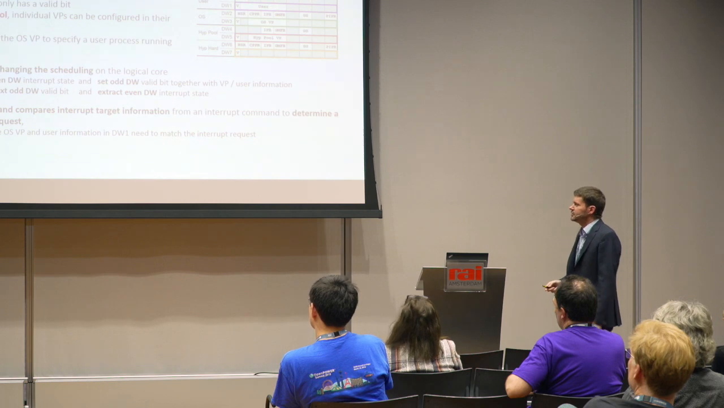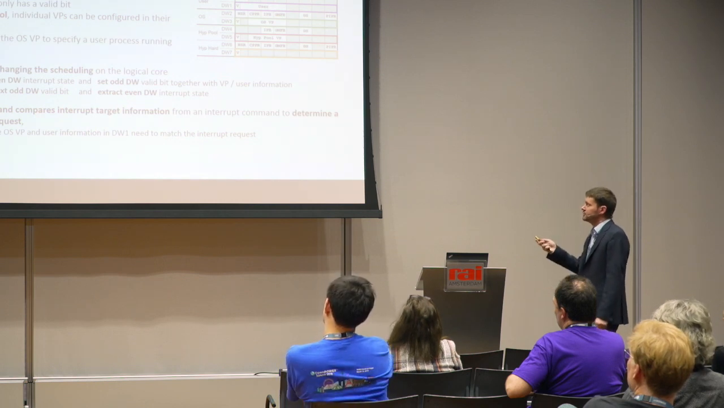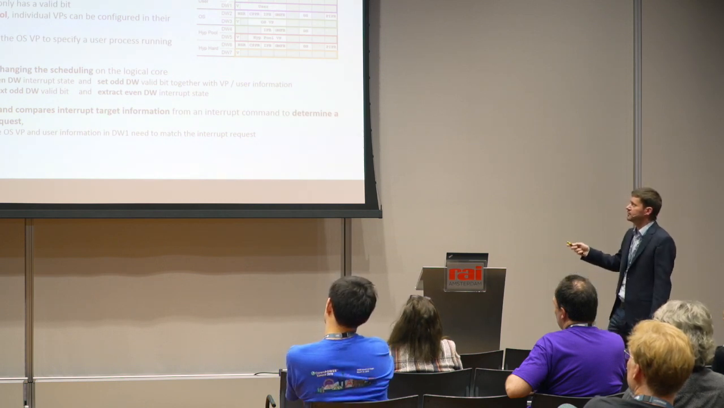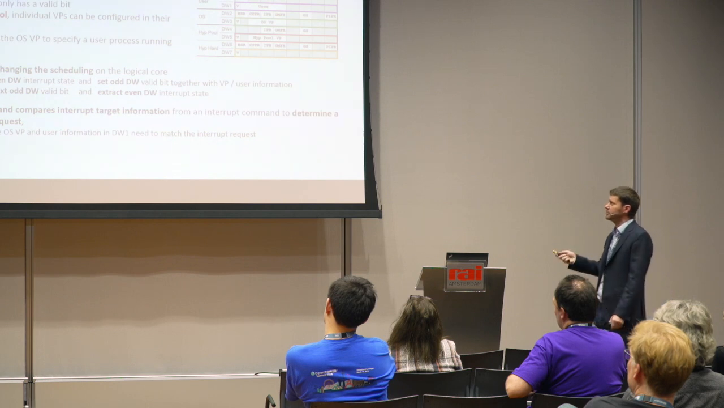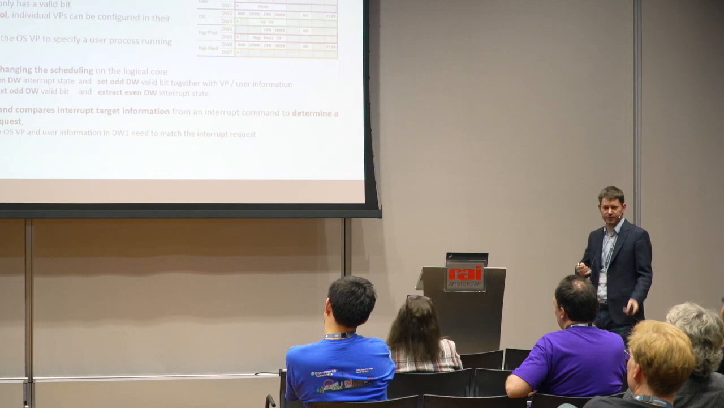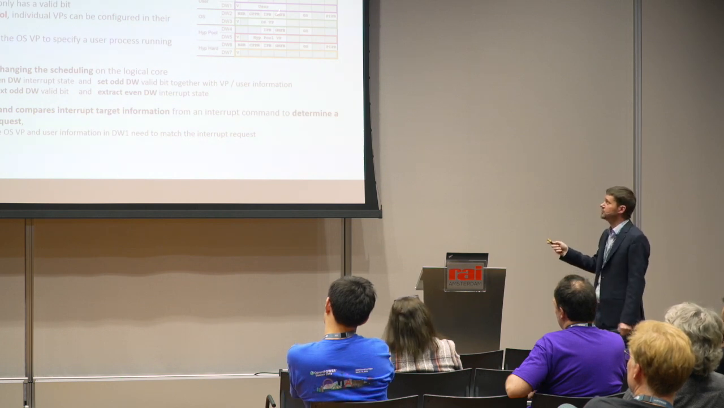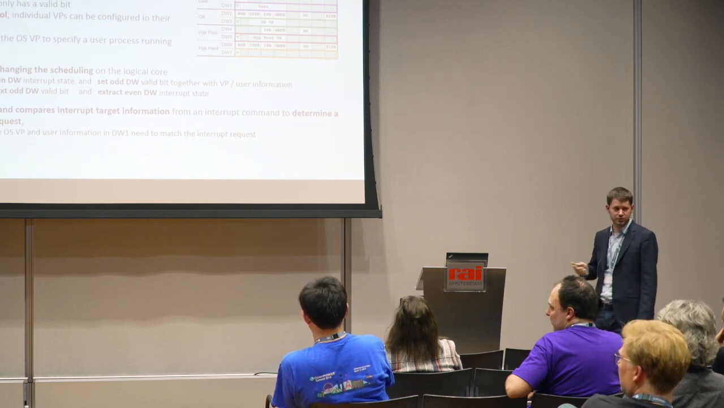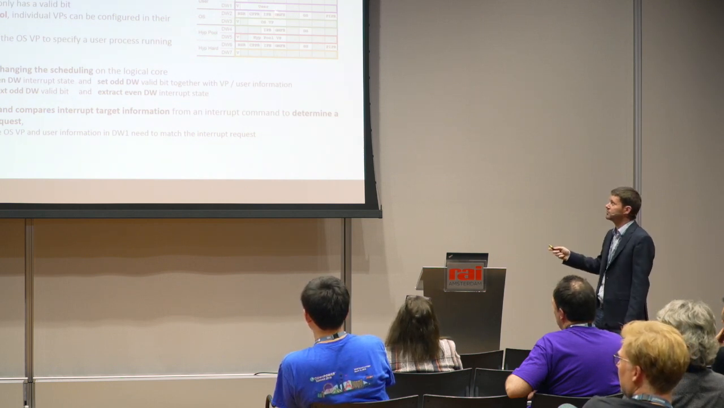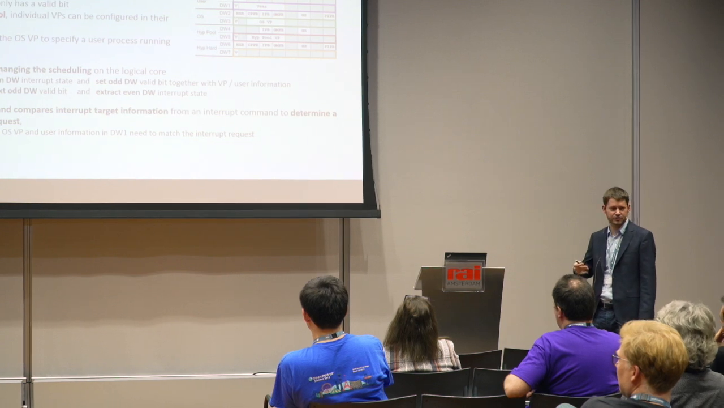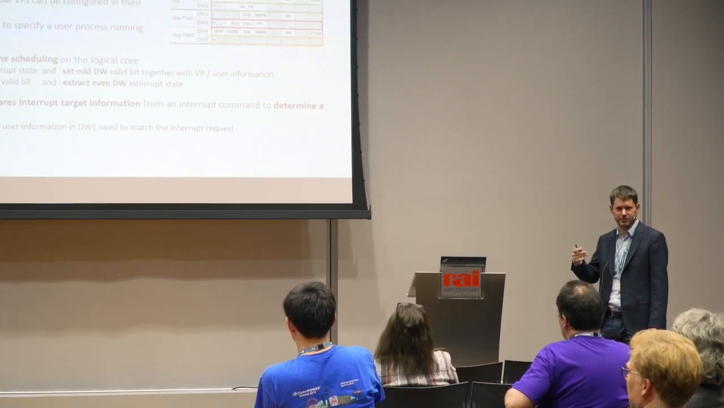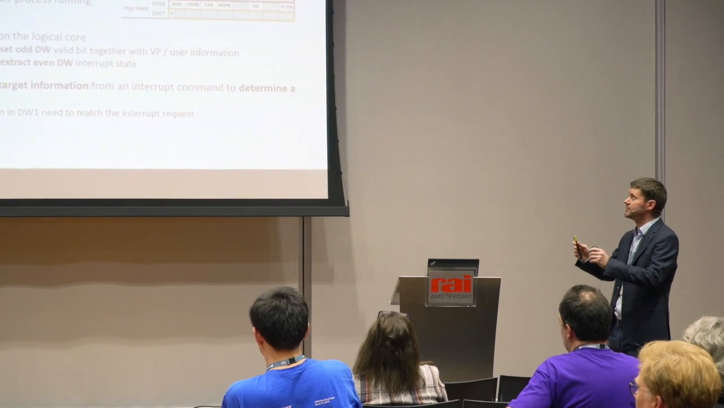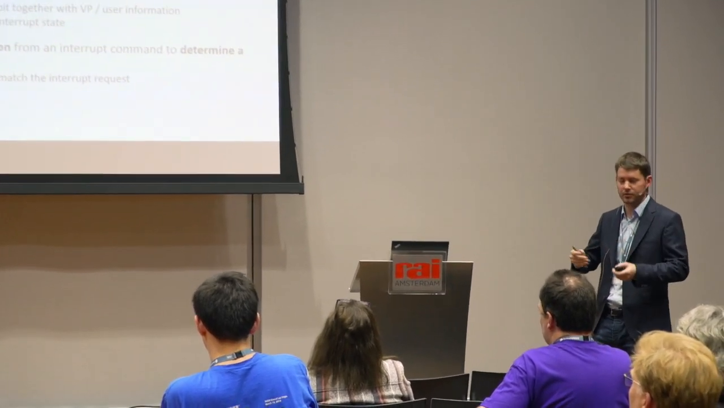Now when we receive an interrupt request, we basically check in hardware if a valid bit is on, and then we compare the virtual processor information with the interrupt request that comes in. And for the user level, we are comparing the operating system virtual processor information plus the user information, and if both match, we can determine that we're really having a match for that OS, for that user thread within the operating system.